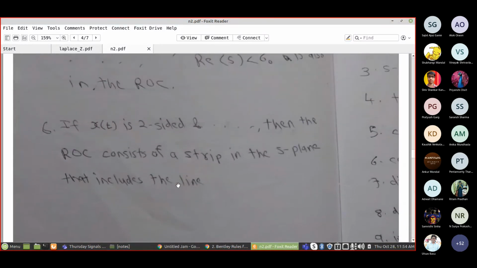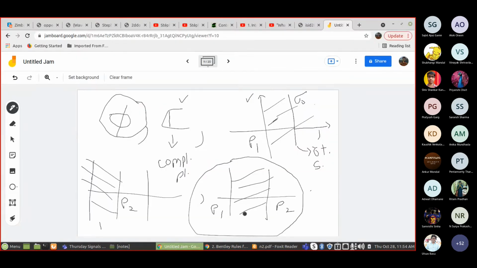I think I have left it incomplete. So yeah, let me rectify this. For two-sided signals, you have strips like this. Everything within this strip is in the ROC. So if you have sigma naught like this.